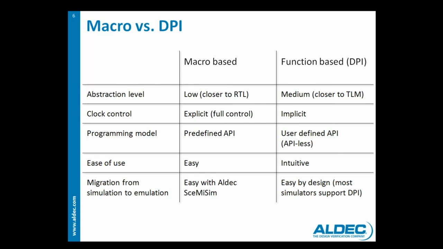Let us look into the difference between macro and DPI. Macro is a lower-level layer which is closer to the RTL, and you can have full control of the clock for your DUT. If you want to simulate with a third-party simulator, you need to have an Aldec SCE-MI sim. Coming to the function-based DPI, it is very close to the transaction layer, and it has implicit clock control. It's very easy to use because you can integrate it with SystemVerilog test benches.